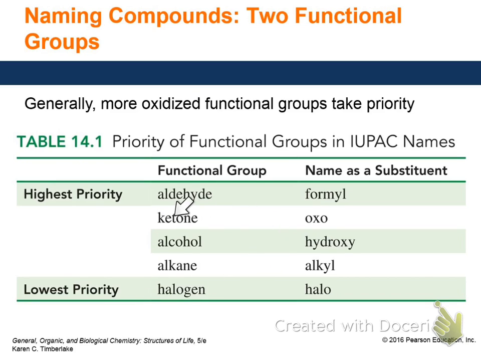So when you have a ketone as a substituent, it becomes oxo. I'll show you how you do an aldehyde as well. But an alcohol becomes a hydroxy, like an OH is known as the hydroxy group. And then these are always going to be alkyl or halo, like chloro groups. So let me show you what a formyl group looks like.